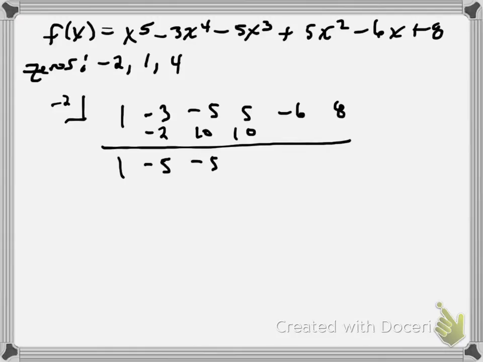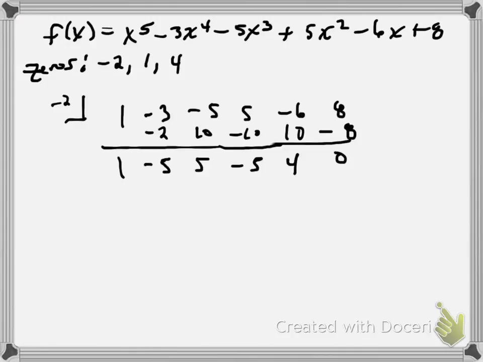Actually, no. This is +5. So this is going to be 5, and then this is -10. This is a -5. This is 10. This is 4. And then this is -8. And then this is 0. So here now I have a quartic.